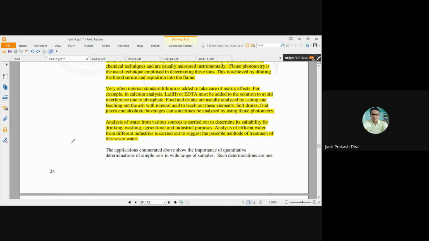Similarly, very often an internal standard, lithium, is added to take care of matrix effect. For example, for calcium analysis, lanthanum or EDTA must be added to the solution to avoid interference due to the presence of phosphate. Food and drinks are usually analyzed by ashing and leaching out the ash with mineral acid to extract these elements. Soft drinks, fruit juice, and alcoholic beverages can sometimes be analyzed using the flame photometric technique.